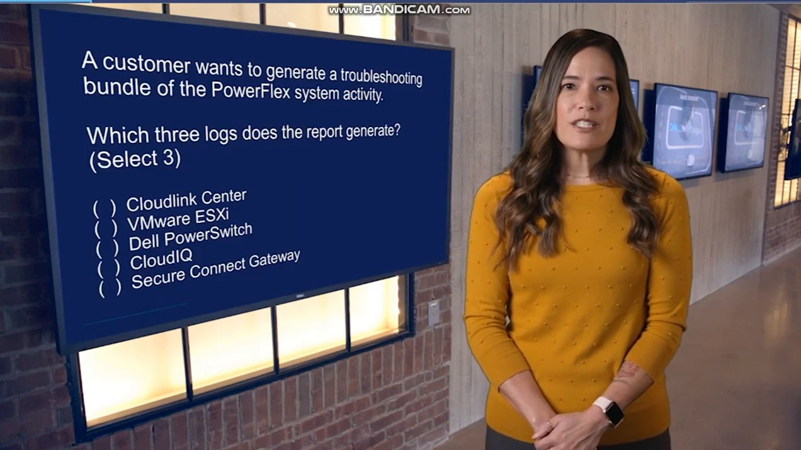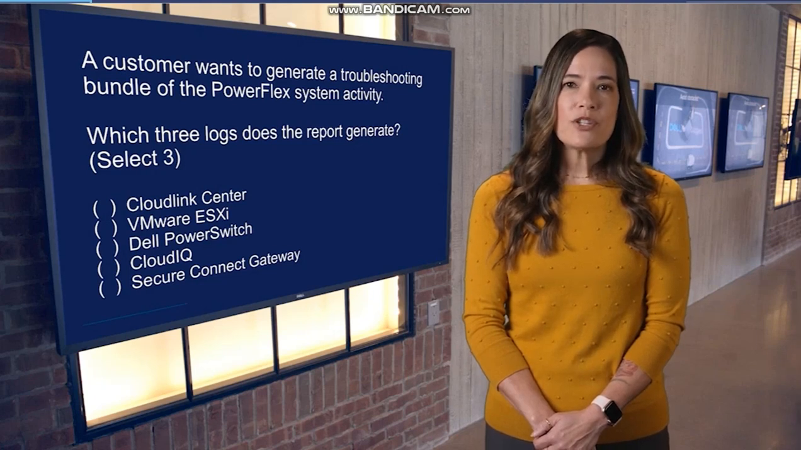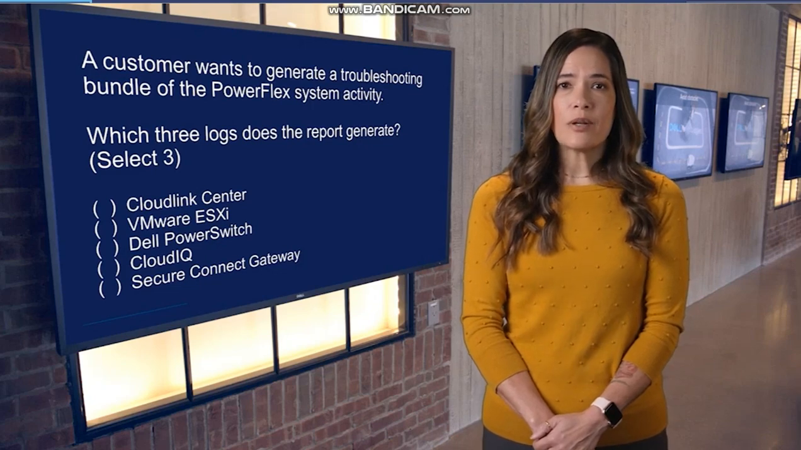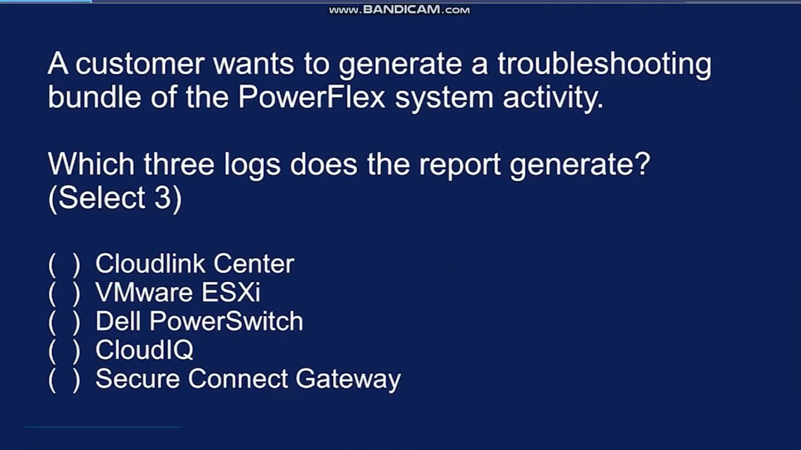A customer wants to generate a troubleshooting bundle of the PowerFlex system activity. Which 3 logs does the report generate? In this case, you need to select 3 out of the following options: Cloud Link Center, VMware ESXi, Dell PowerSwitch, Cloud IQ, or Secure Connect Gateway. This question aligns with the administration task related to the PowerFlex system and is designed to test your knowledge on troubleshooting a cluster.